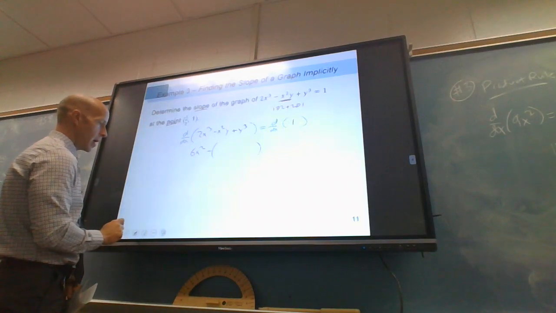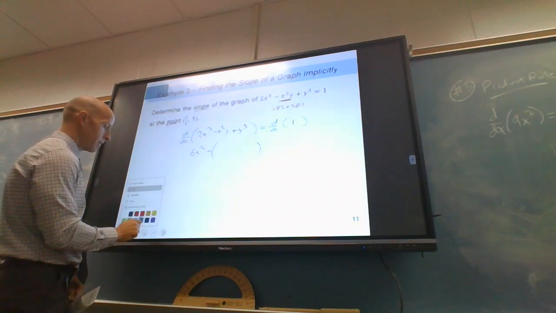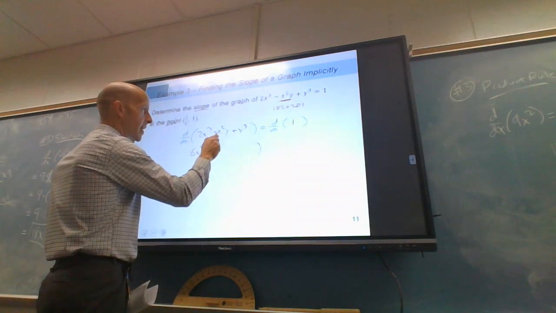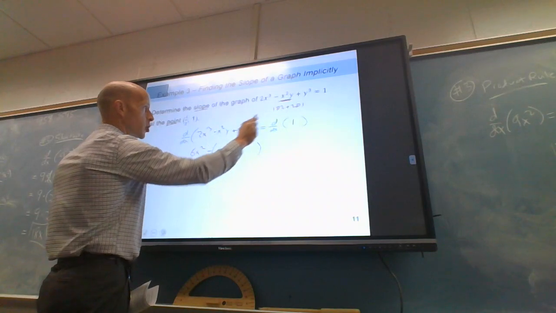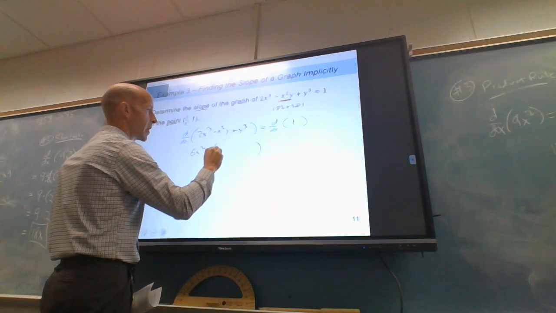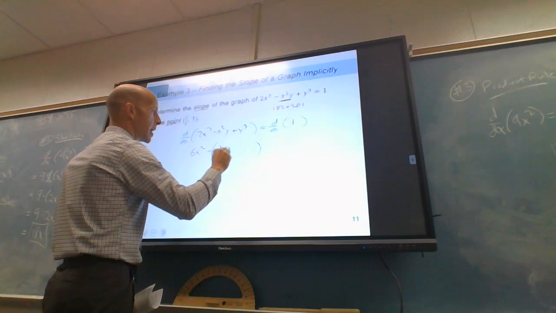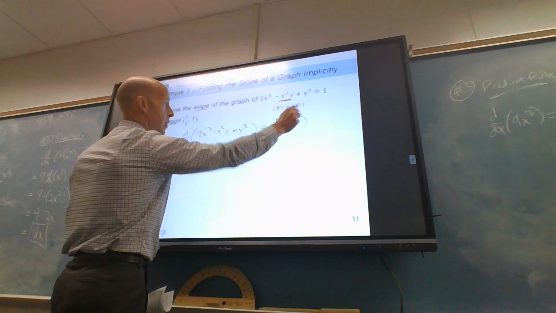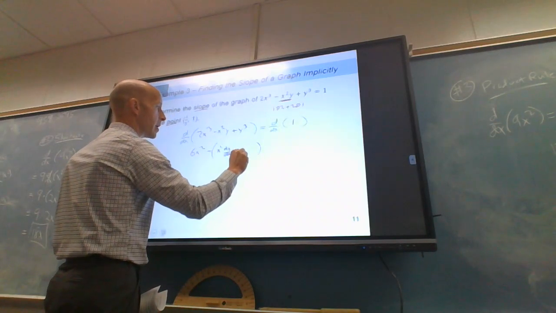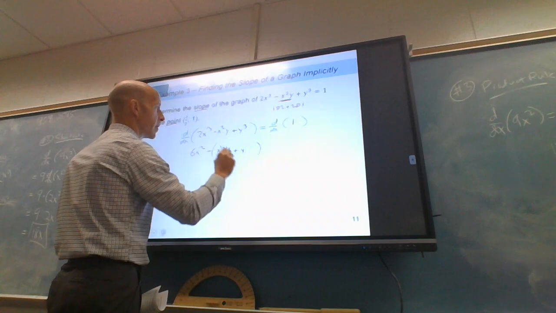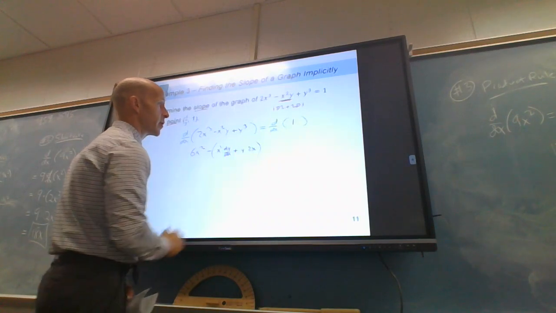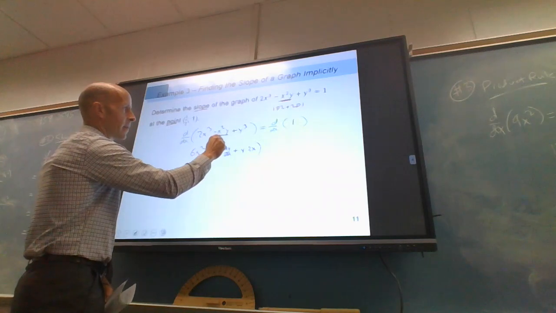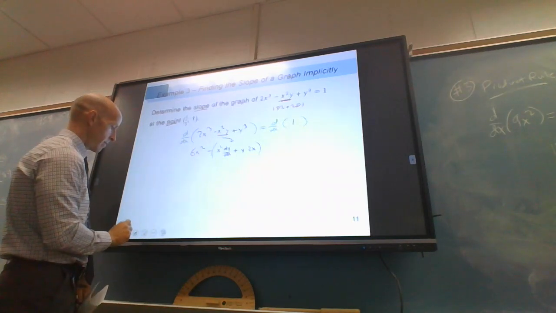Remember, I'm doing that whole 1d2 plus 2d1. So the 1 is the x squared, the 2 is the y. So 1d2 is going to be x squared dy dx, plus, now I got to do 2d1. Well, 2 is y, and then the derivative of x squared is 2x. So this is the derivative of this stuff right here.